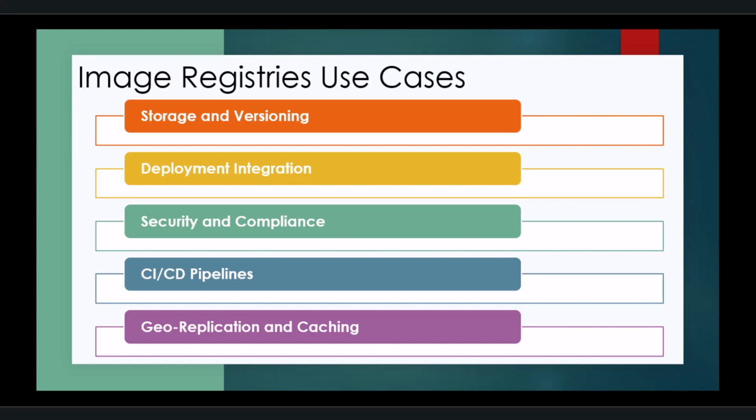And then finally, there's geo-replication and caching. To reduce latency and improve availability, CSPs often support geo-replication of registries. This ensures that images are available close to the compute resources that need them at all times.